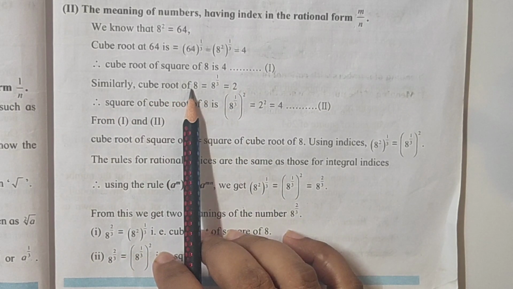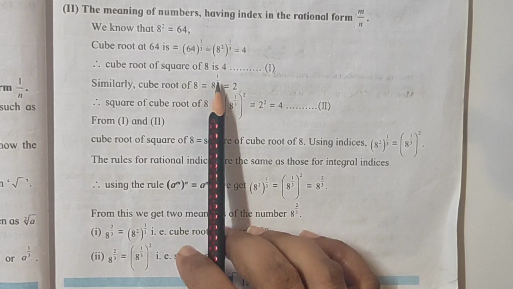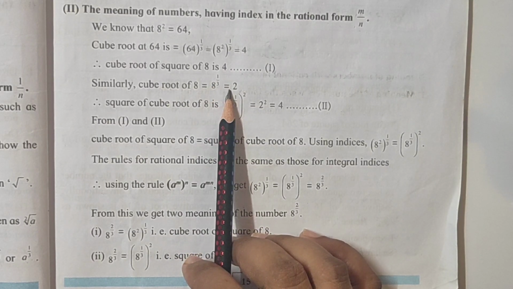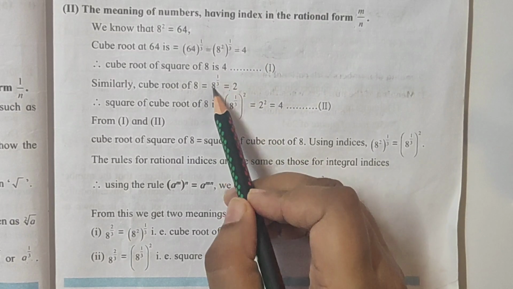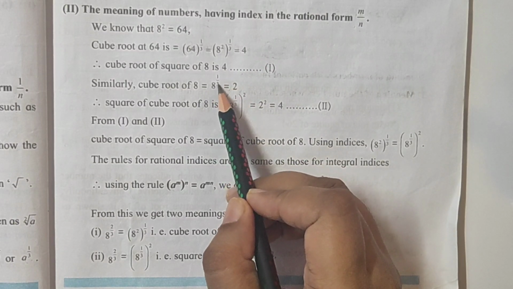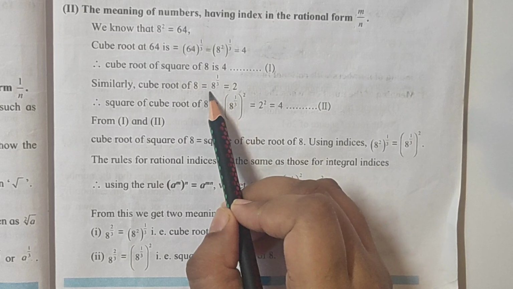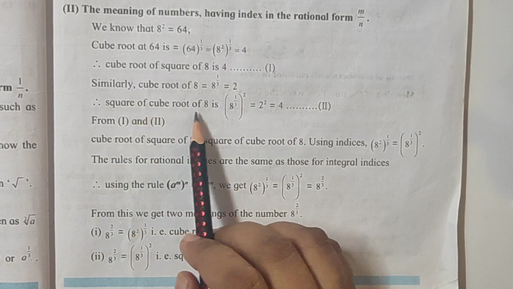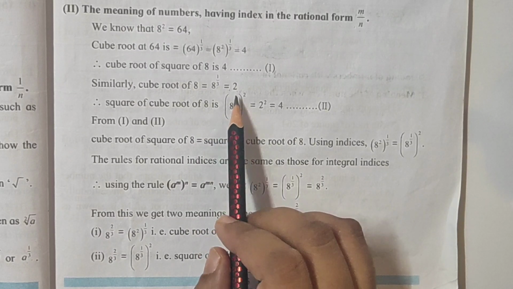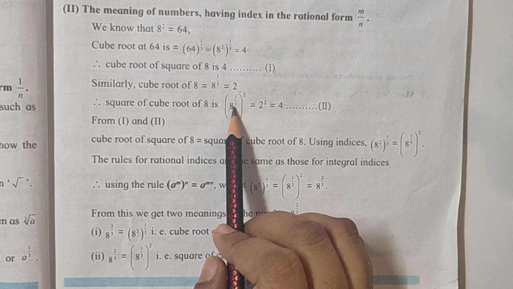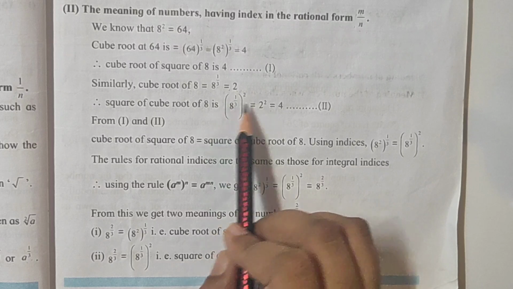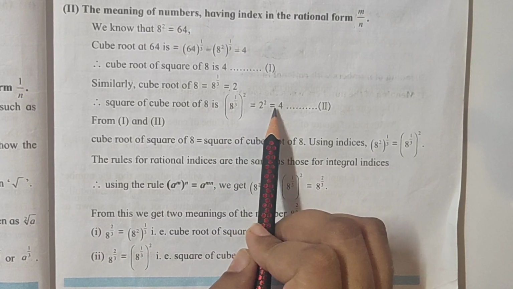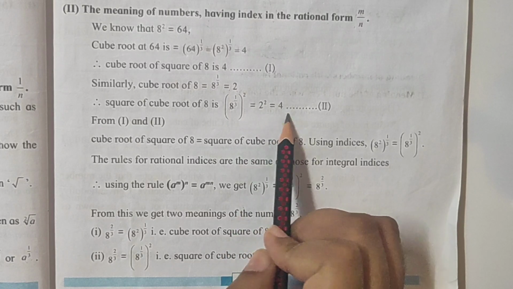Similarly, cube root of 8 is equal to 8 raised to 1 upon 3, which is equal to 2. This 1 upon 3 raised to power means cube root of 8. So cube root of 8 is 2. Therefore square of cube root of 8 is 8 raised to 1 upon 3 raised to 2. This means 2 raised to 2, which is square of 2, is 4.